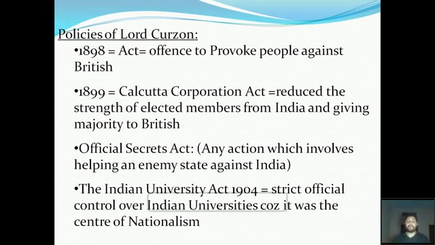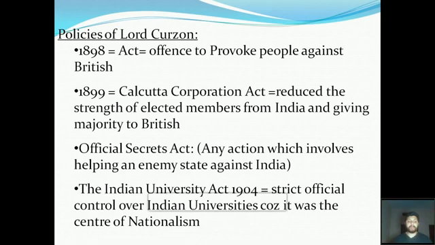So that's why the British tried to control the universities by implementing the Indian Universities Act of 1904, and they tried to control the young generation. Because if the young generation is not getting charged or boosted by nationalist ideologies, then there is no threat for the British. So that's why they made such rules and regulations against the universities. These were some of the policies introduced by Lord Curzon to suppress the national movement.